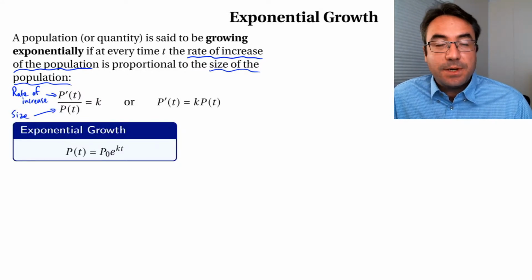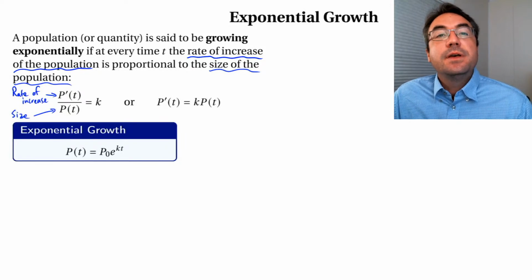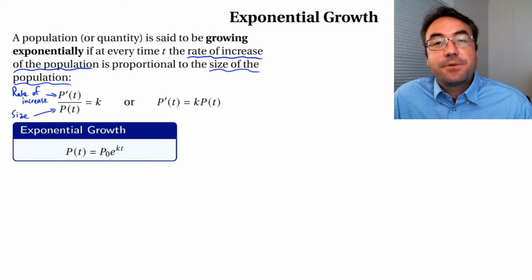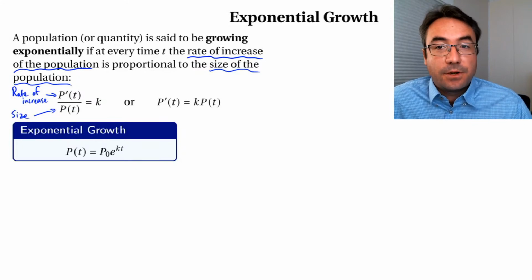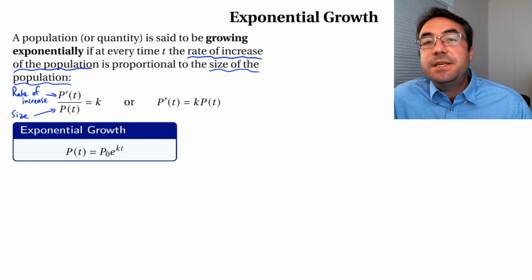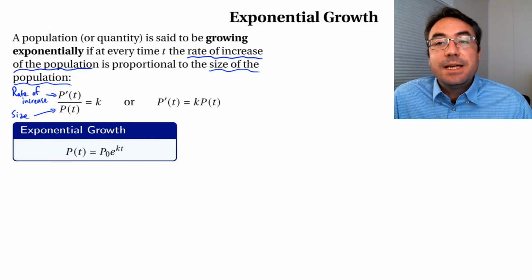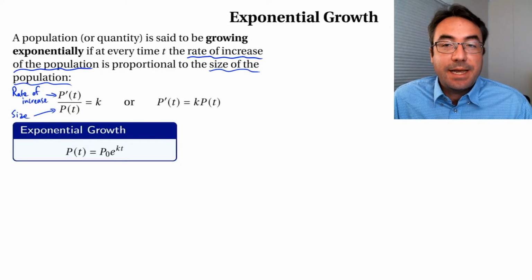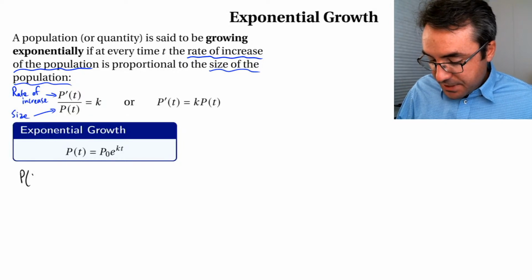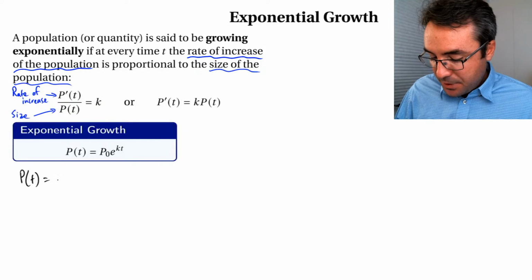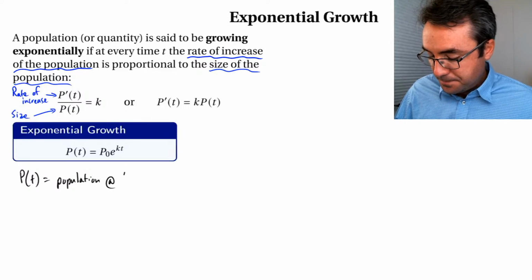Now it turns out this one is not too difficult to solve, and the solution for that differential equation is our exponential growth function. So P of t is equal to P0 times e raised to the power k times t. And P of t, like we said, is the size of our population at time t.